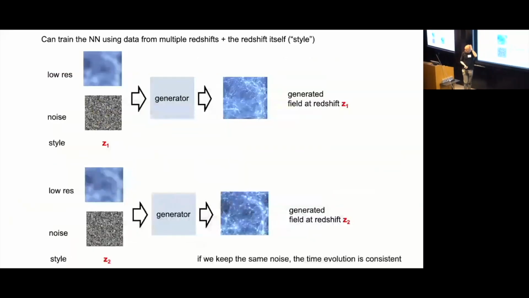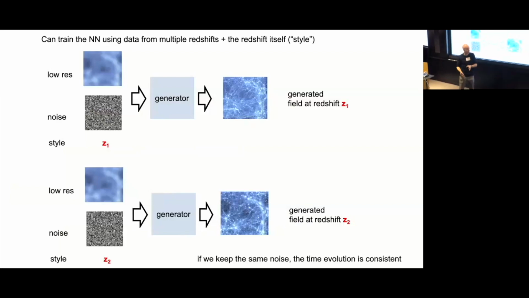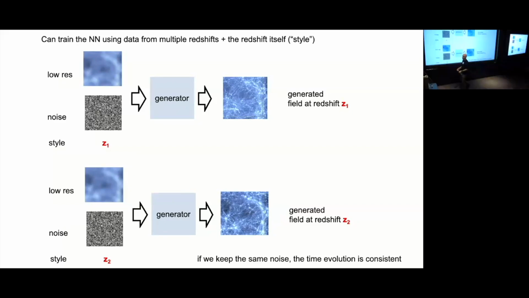Okay, so all those examples were trained on a single redshift, and then the neural network can only produce a single output redshift. If you want a different redshift, you have to retrain. So an approach that you can use instead is to give the neural network training data from many, many different redshifts at once, and also give it the redshift itself when you're training, right? And that's a style parameter in a StyleGAN.